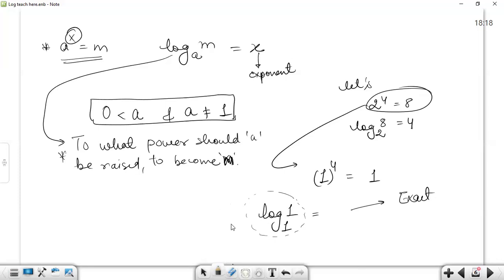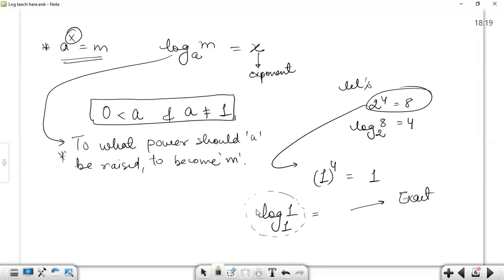To what power, because x is itself a power, so we are just discussing the left hand side of this written equation. To what power should a be raised to become m, and the answer would be x. The answer would be the exponent.